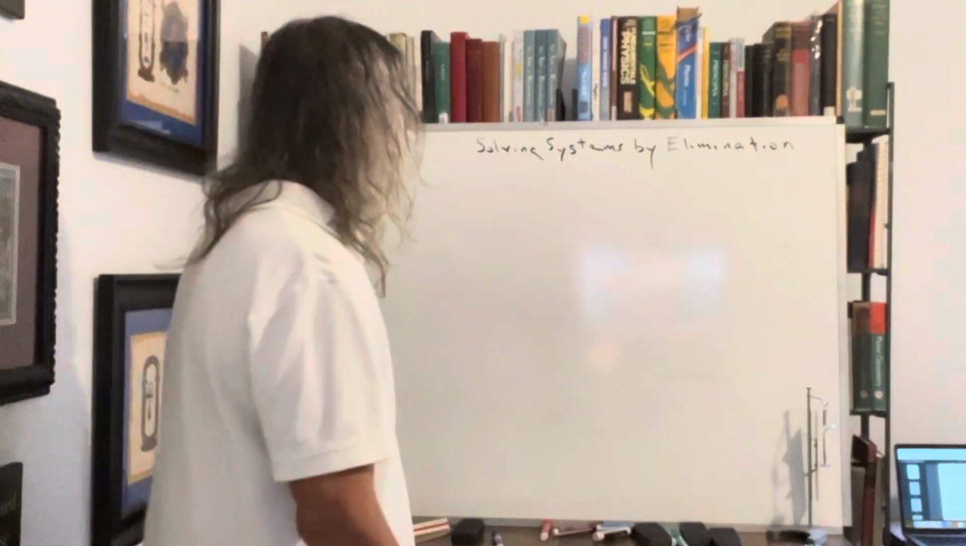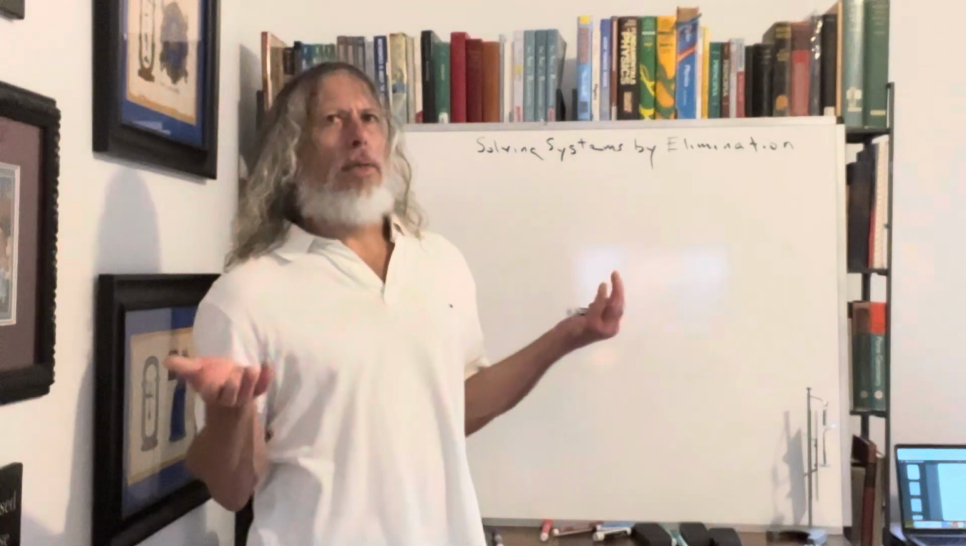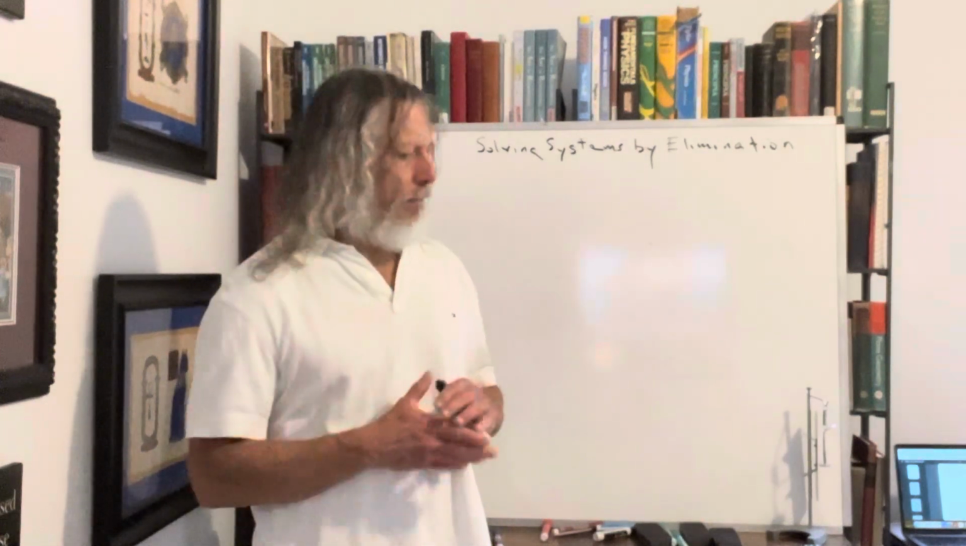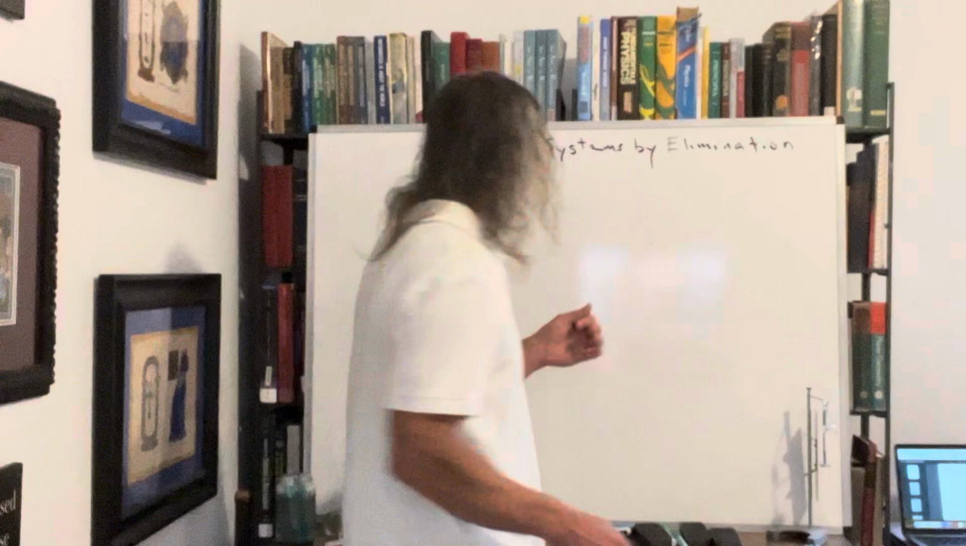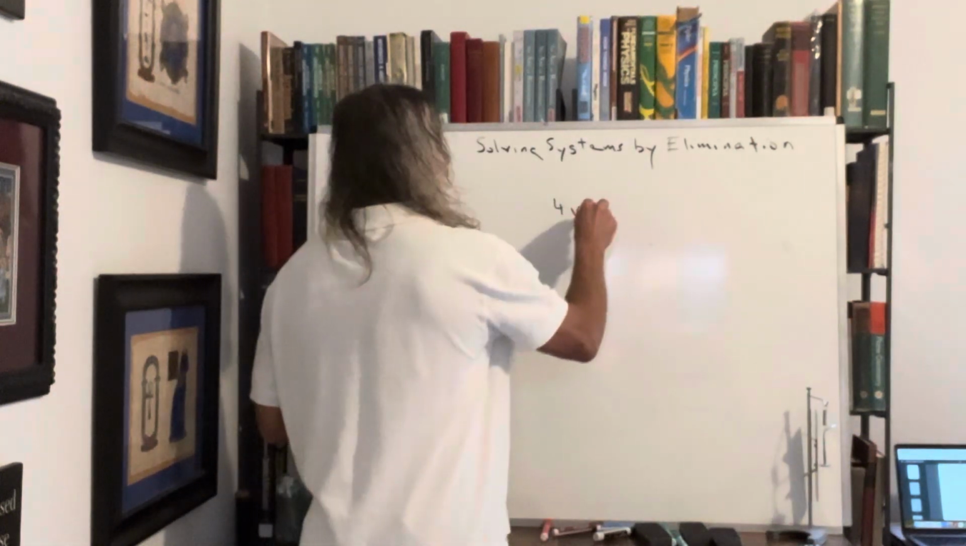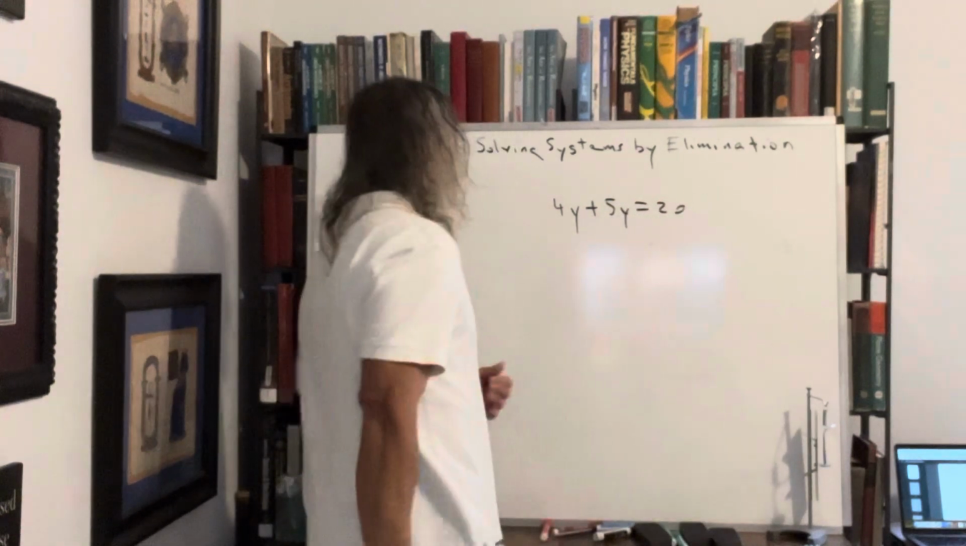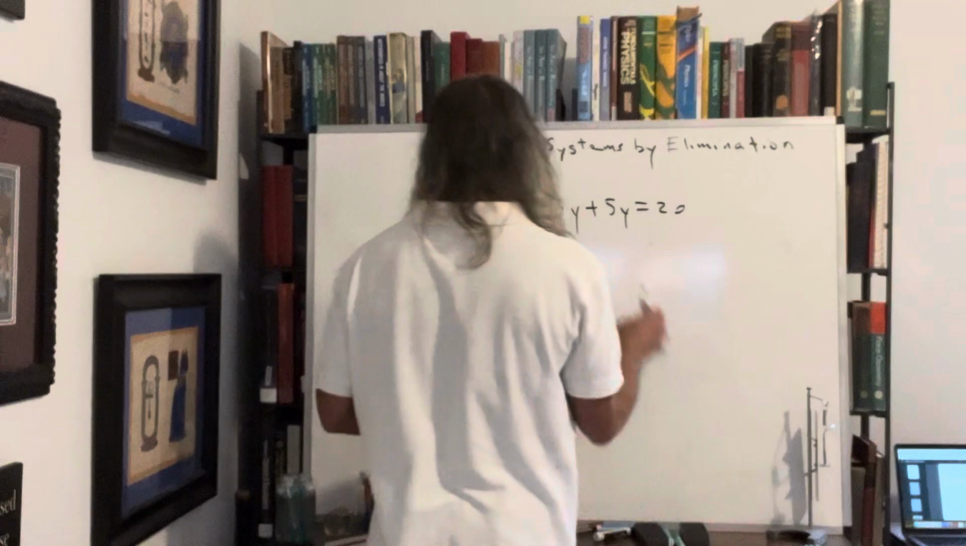All right, solving systems by elimination. Cancel something out, get rid of it. Get rid of one of the letters, then we just have an equation with one letter in it, and we can solve. Because if you got 4x plus 5y is 20, yeah, that's an x.